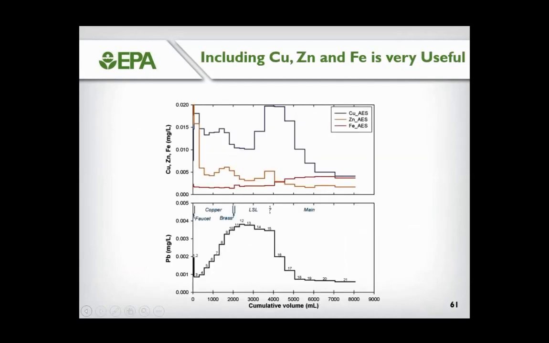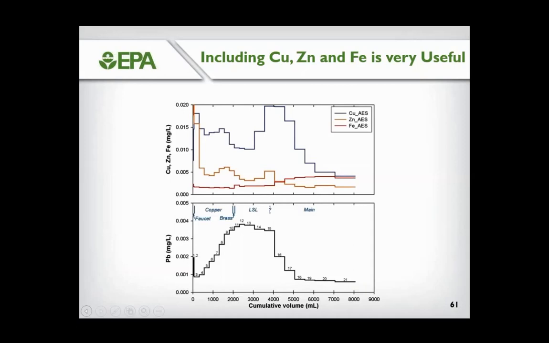This is an example of doing sequential sampling, multi-elements at a house. We find that it's very useful to look at copper, zinc, and iron simultaneously with lead because they can often help you diagnose where the lead came from. Whether it was brass, you'll also have zinc and copper present.